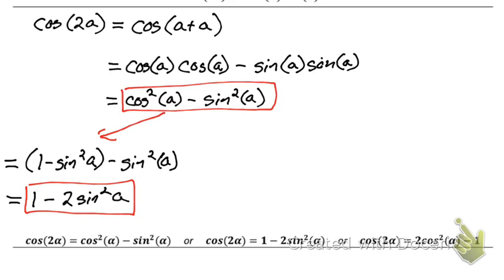So that's our option if we ever need to write cosine 2 alpha in terms of just sine. Say you're doing an identity and everything on the right-hand side is all sines. This would be the way I'd pick, because it gets rid of the cosine and automatically goes to the sine.